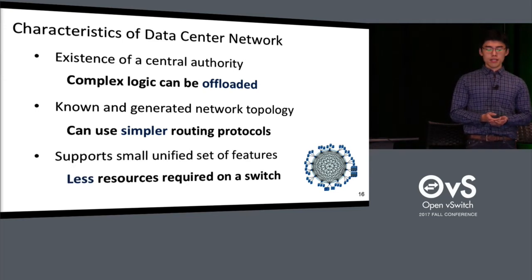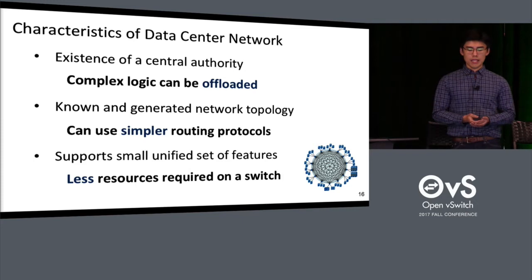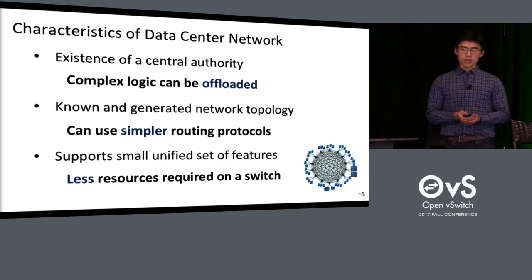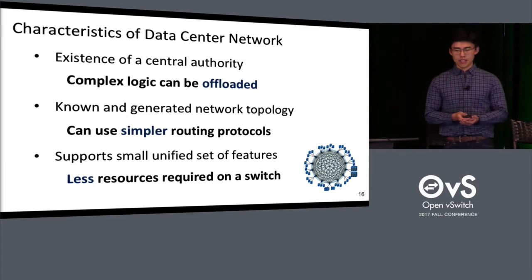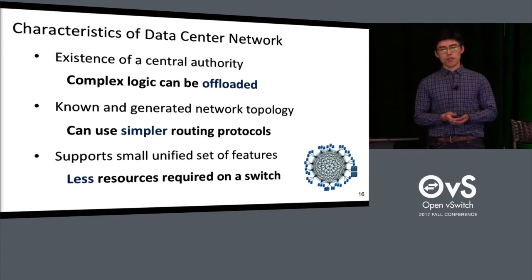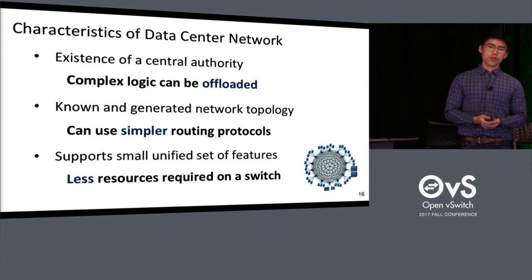And also, a data center uses only a small unified set of features, which means that fewer resources are required on a switch. It is known that Amazon runs L3 on their data centers, and Facebook just runs BGP on their data center. So the switches don't need to support all the legacy protocols or different sets of protocols that exist today.